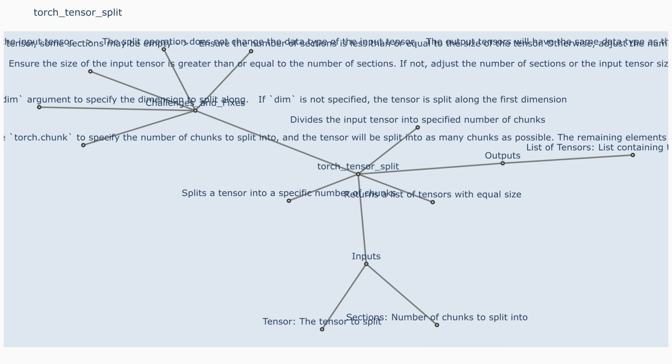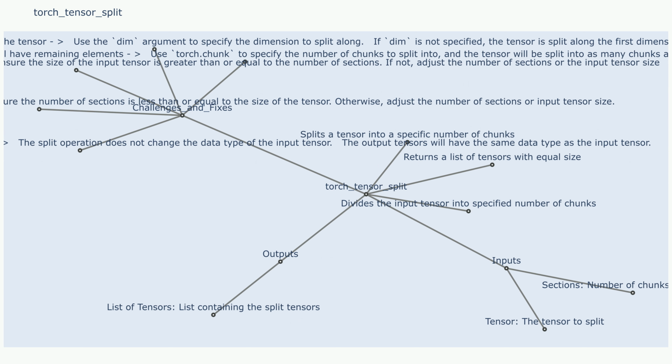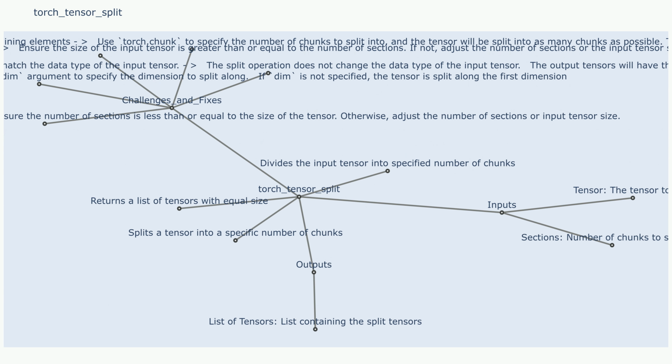torch.tensor_split. Description. The torch tensor split function splits a tensor into a specified number of subtensors along a given dimension. It divides the tensor into equal-sized chunks. And if the tensor's size along the split dimension is not divisible by the number of splits, it pads the last chunk with zeros to maintain consistent chunk sizes.